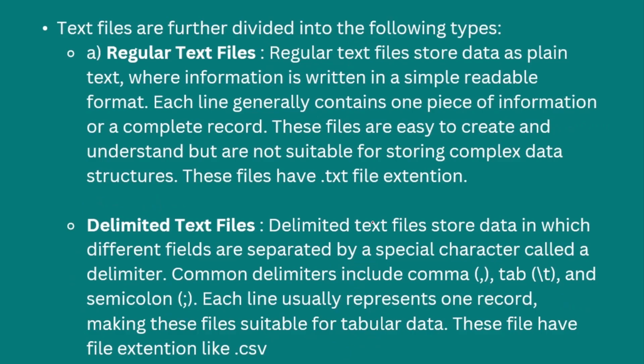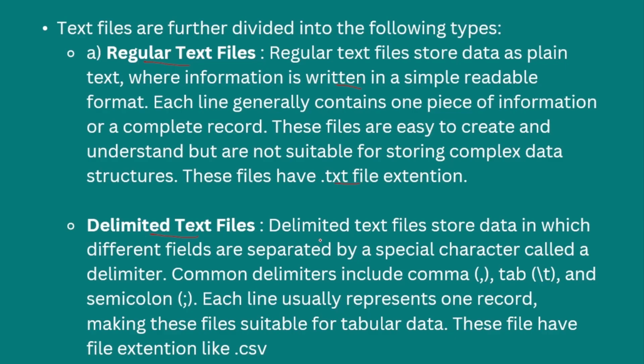Text files are further divided into the following types: regular text files and delimited text files. Regular text files store data as plain text, where information is written in a simple readable format. Each line generally contains one piece of information or a complete record. These files are easy to create and understand, but are not suitable for storing complex data structures. These files have the .txt file extension. We just saw a simple text file with the .txt extension. It was human readable and is used to store simple text, not any complex data. These are regular text files.